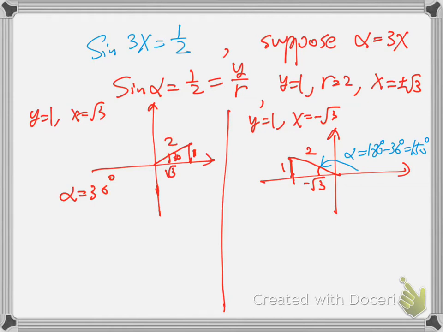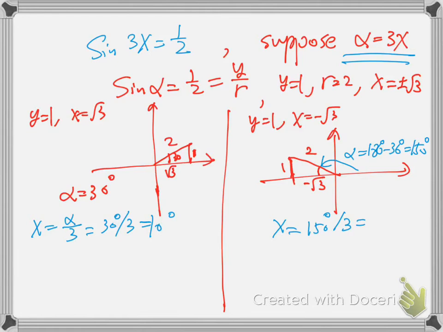What's x? Alpha is 3x, so x is alpha divided by 3. So this is 30 divided by 3, 10. And then x is 150 divided by 3, so it's 50.